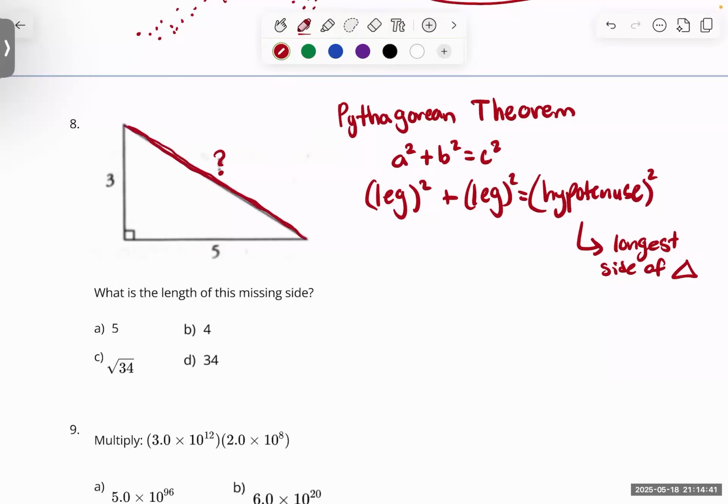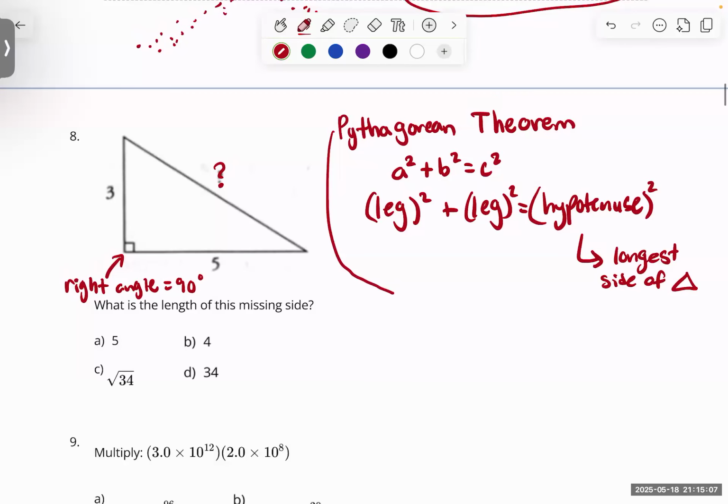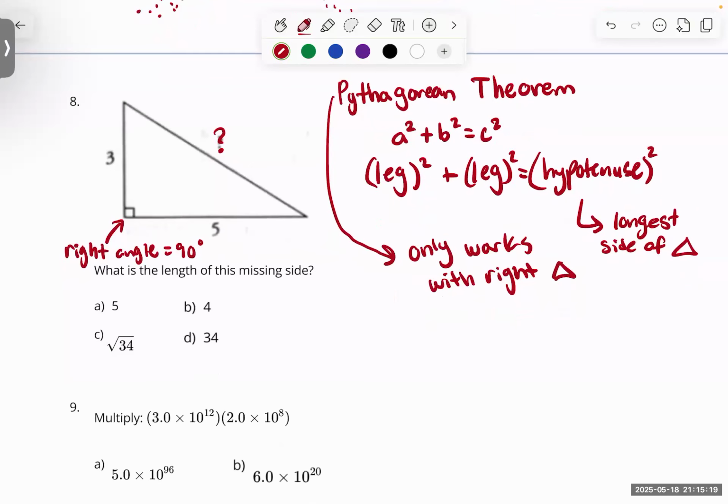length right here. And oftentimes, well, actually all the time, the hypotenuse is always opposite of this little square right here. Now this little square indicates that this is a right angle. And right angles are always 90 degrees, indicating this is a right triangle. Now, another thing with Pythagorean theorem is that it only works with right triangles. If you don't have a right triangle, you can't use it. So we're looking for our hypotenuse, which is our C here.